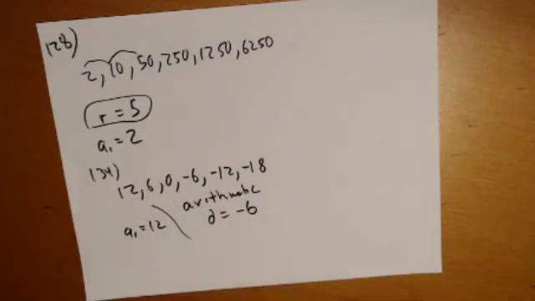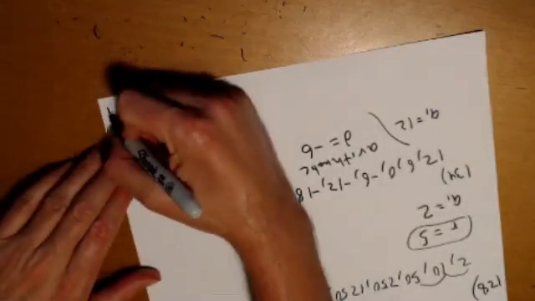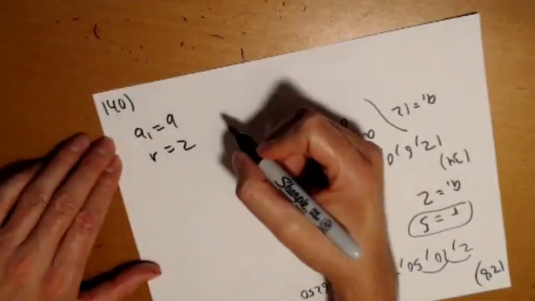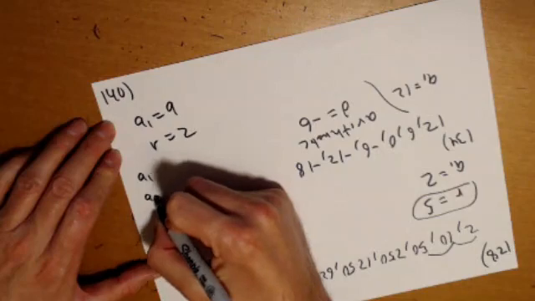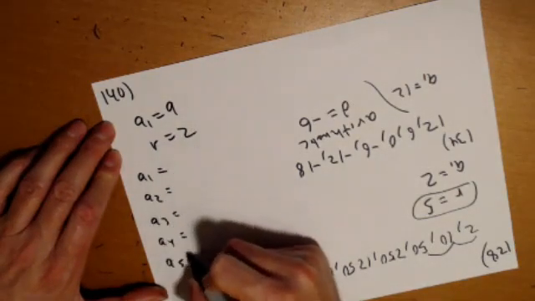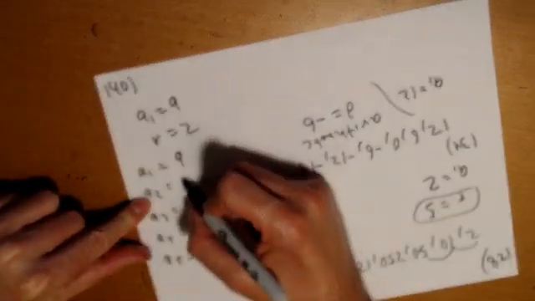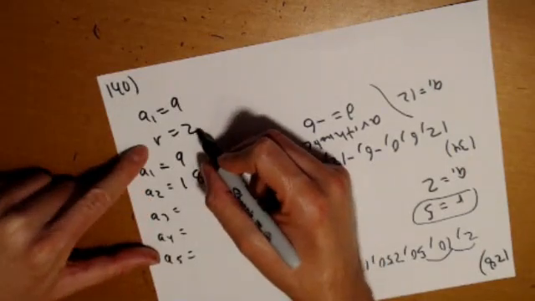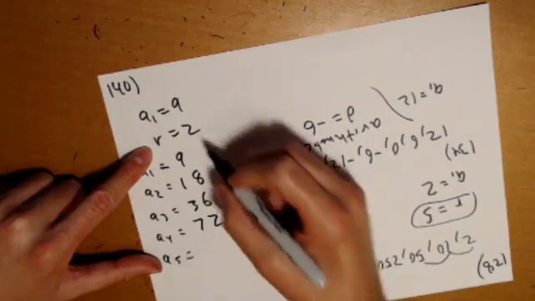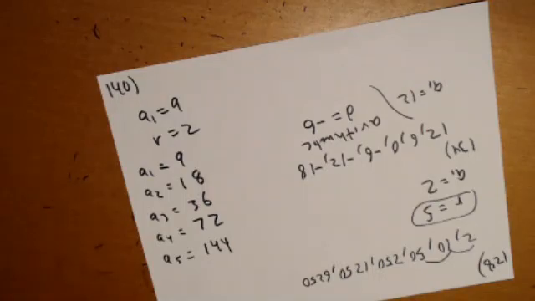Okay. And then they say, hey, what if we give you the first number and the ratio? Why don't you keep writing them? Sure. A1 is 9. R is 2. And they want the first 5: A1, A2, A3, A4, A5. Okay, the first number is 9. How do I get to the next number? I multiply by 2. Okay, 18. Multiply by 2, and again multiply by 2, and again multiply by 2. Probably easier if you had a calculator.